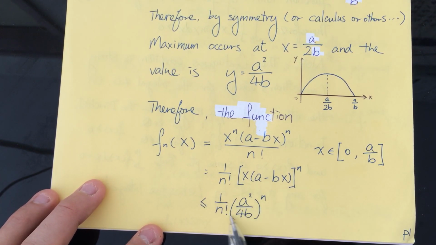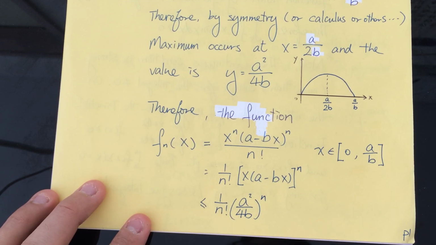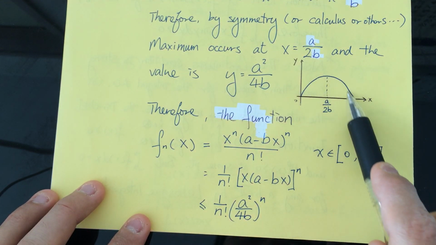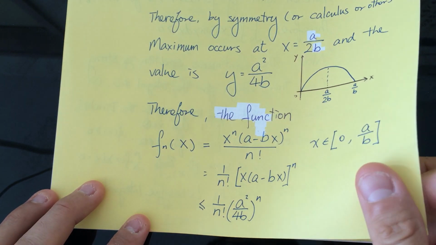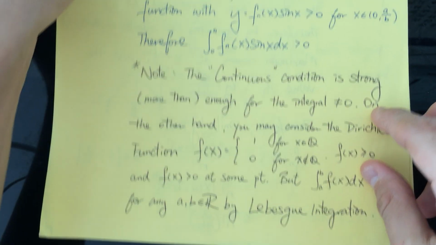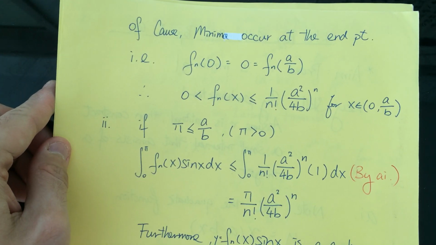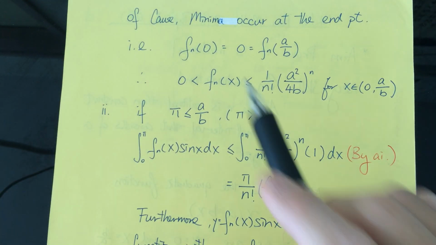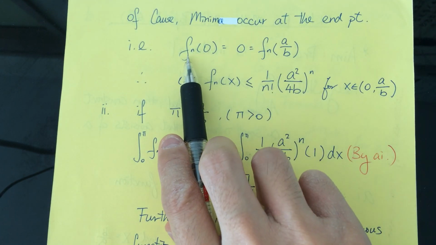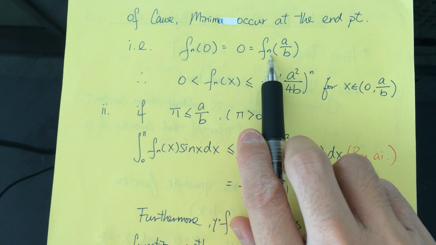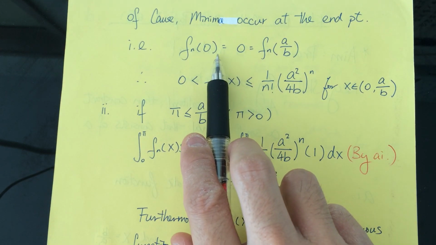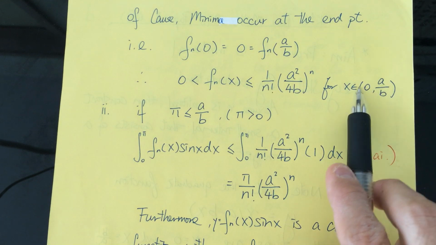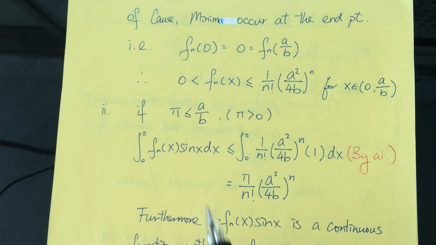Okay, so I try to maximize it. And since the quadratic function is above 0, the function is greater than or equal to 0 in the closed interval, or I should say the minima occurs at the endpoints, that is f_n(0) and f_n(a over b), which are 0. So it is greater than or equal to 0, and in the open interval, it is always greater than 0. That's the result of part A1.